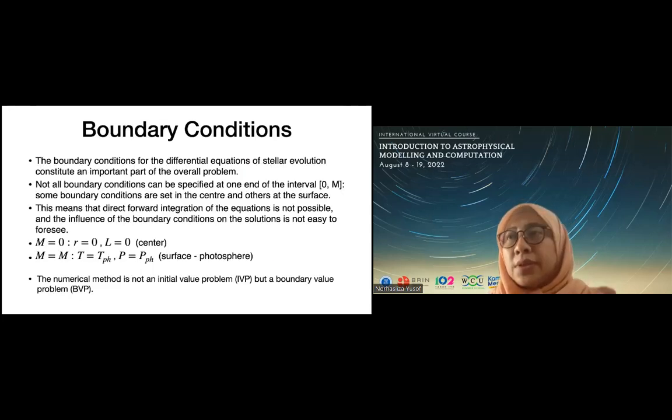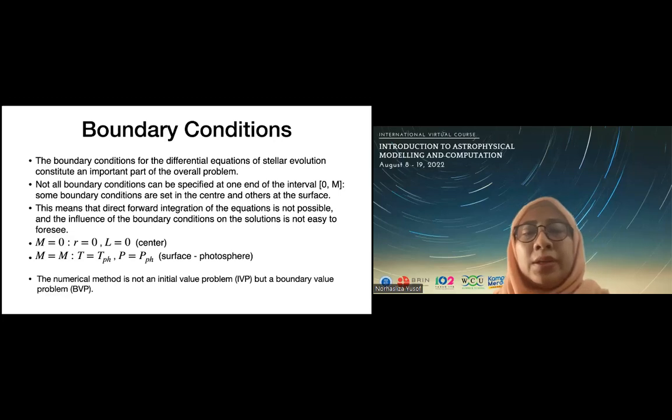So we have to set two conditions, one at the surface and another one at the center. What does it mean? It means that when we want to do a forward integration, from 0 until whatever we want to constrain, it's not possible. We cannot do that. Why? Because of the influence of the boundary condition. The solution is not easy to solve.